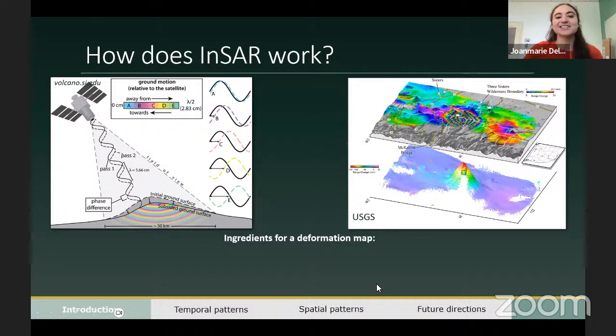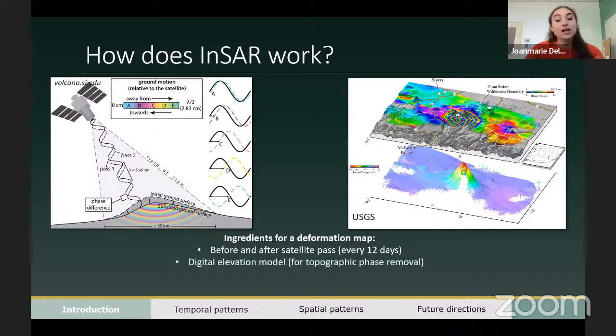And so the ingredients for a deformation map derived from InSAR is a before and after satellite pass, and that happens about every 12 days. A digital elevation model to remove the phase associated with the topography, so that you can make this nice map over here, like the USGS has, that is just the change in topography.